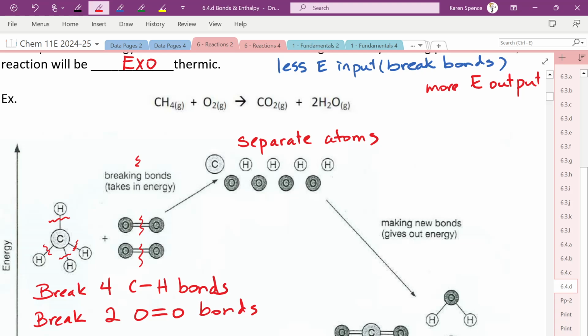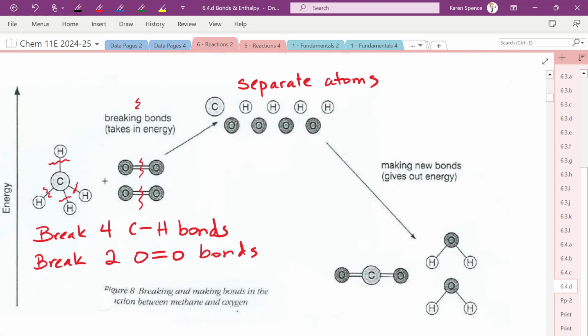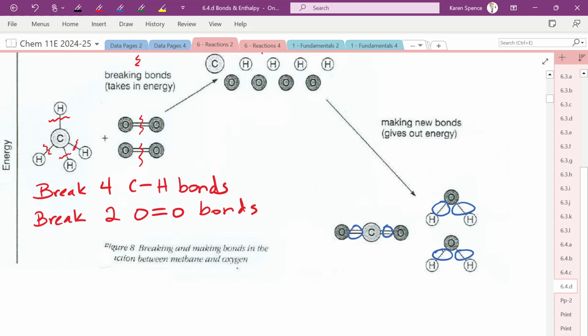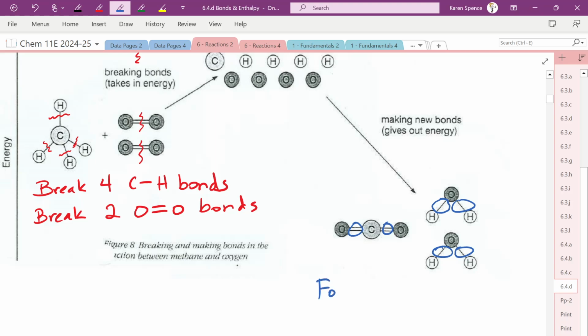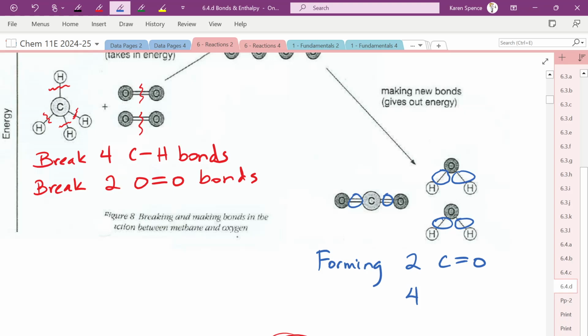And now we're going to form a bunch of bonds. So we're forming bonds here and here and here and here and here and here. So we are forming two C=O double bonds, and we're also forming 4 O-H single bonds.